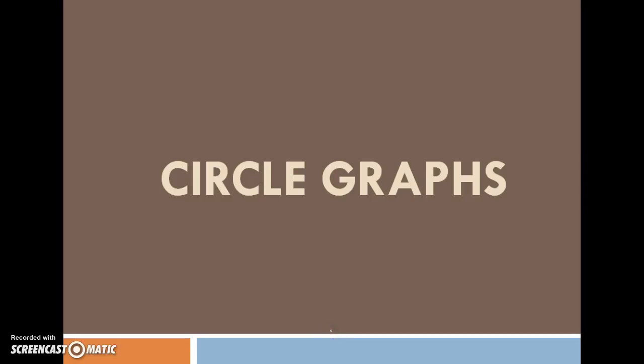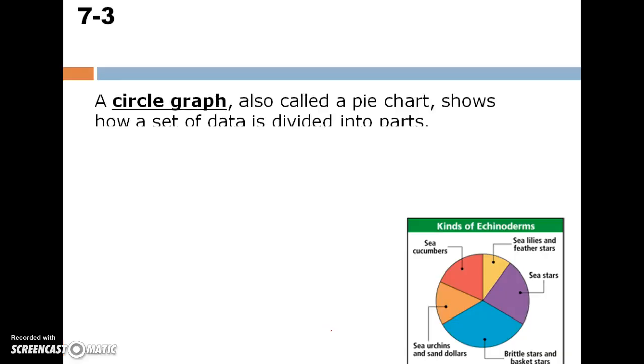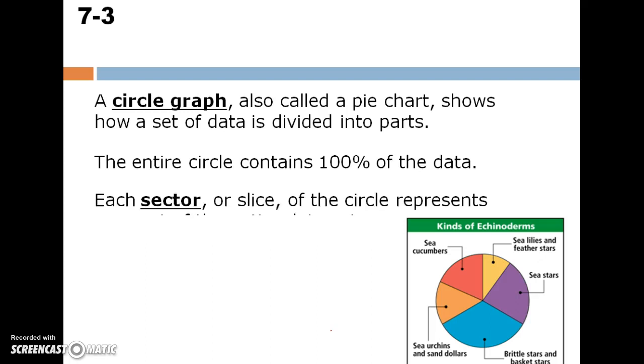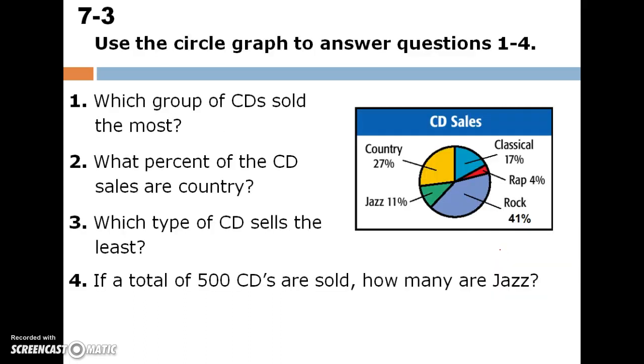Okay, now we're going to move on completely to circle graphs. These are also sometimes called pie graphs. Okay, it is used to show data that is divided into parts. And you need to remember that a circle graph is 100% of the data. And again, on the bottom here, you can see an example of a circle graph. And we call these little slices here sectors, okay? Or you can call them a slice.